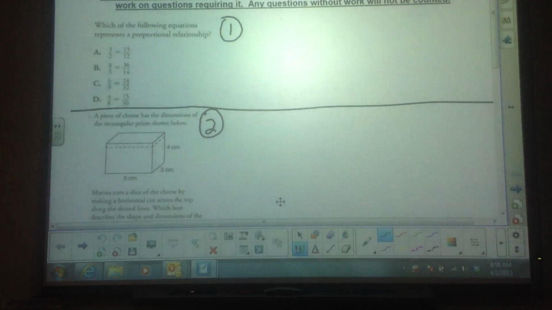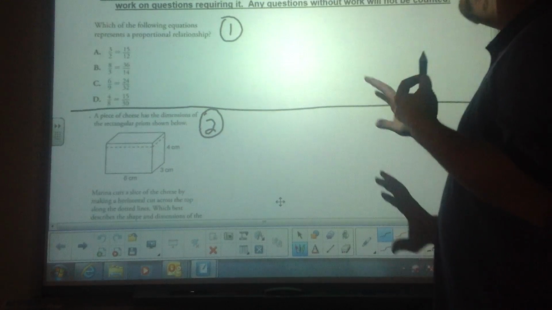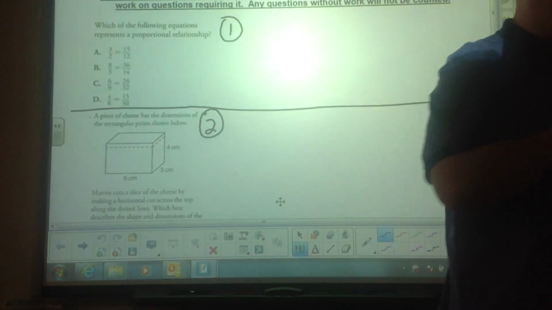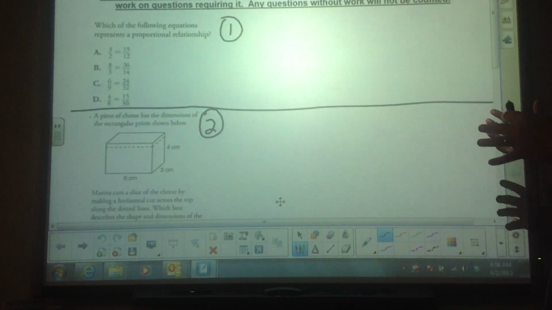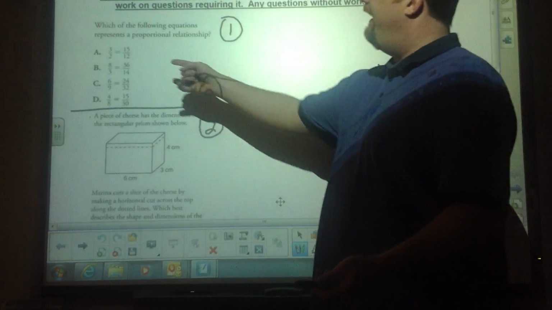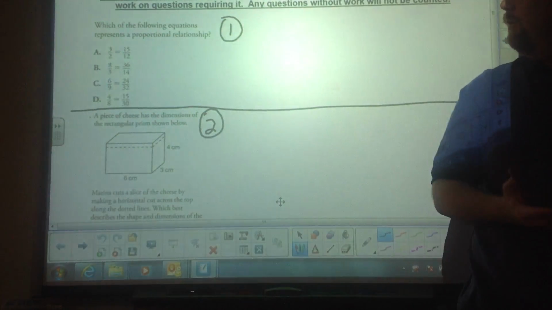Which of the following equations represents a proportional relationship? All you have to do on this one is cross multiply, and if you get the same answer, you're golden. You can also reduce to figure out if you've got the same proportional relationship. If you have a proportional relationship, that means that the fractions are equal, okay?